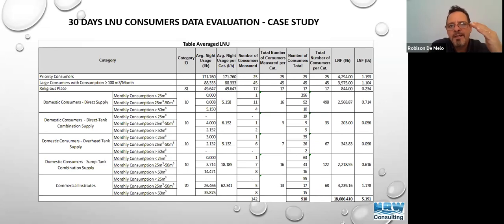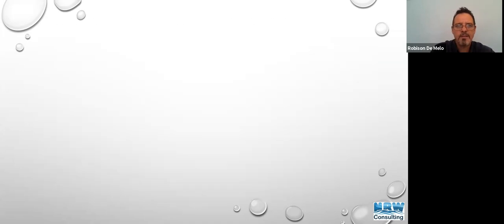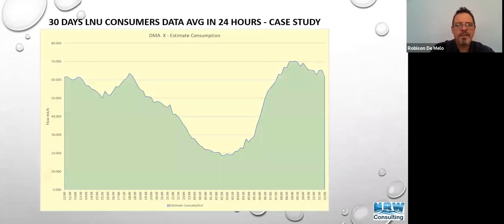We have what we did measure at night, the number of consumers that was measured, and we extrapolate it to identify what is the total legitimate night users, okay? Extrapolating it, we get a graph like that, also doing the average in 24 hours. We got that our legitimate night users is 18 cubic meters per hour.